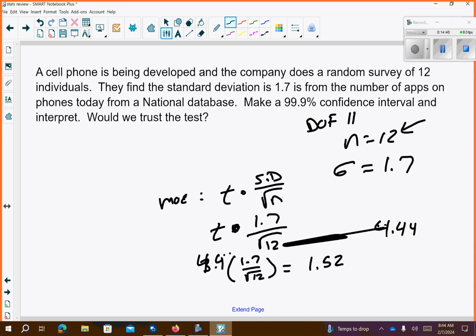It's 1.52. How do we get our confidence interval on this?